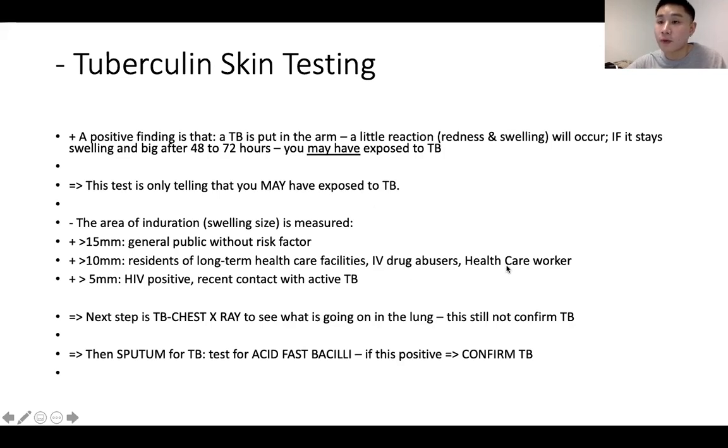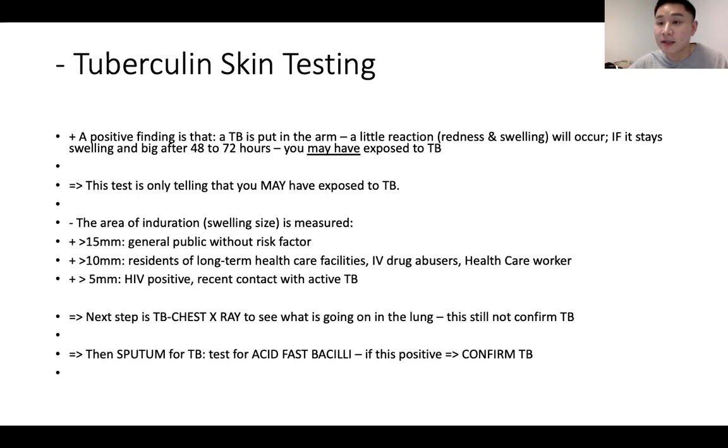long-term healthcare facility, IV drug abusers, and healthcare workers. We are healthcare workers. We are nursing students or future nurses. So if we do a TB test and it is bigger than 10 millimeters, it means that we may have been exposed to someone who has TB. So if it's 12 millimeters and we are a nursing student or a nurse, that means that we may have been exposed to TB. But if it's 12 millimeters for the general public, someone without risk factors, for example, a teacher, that is not a positive test.